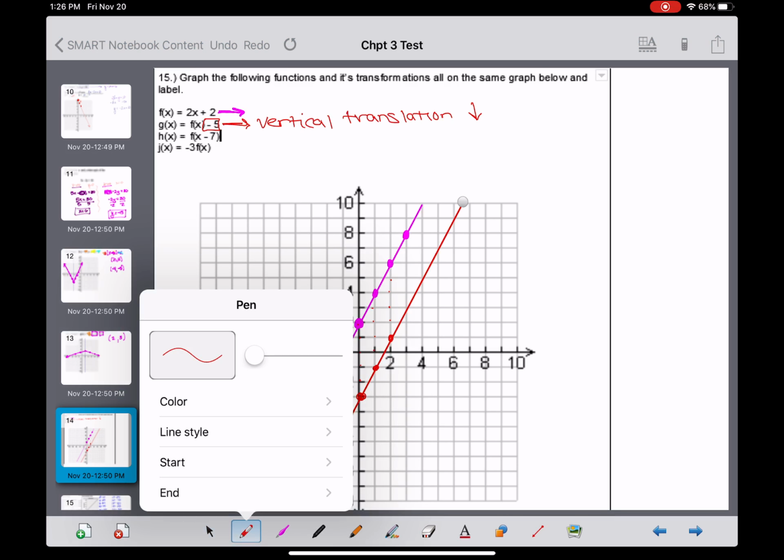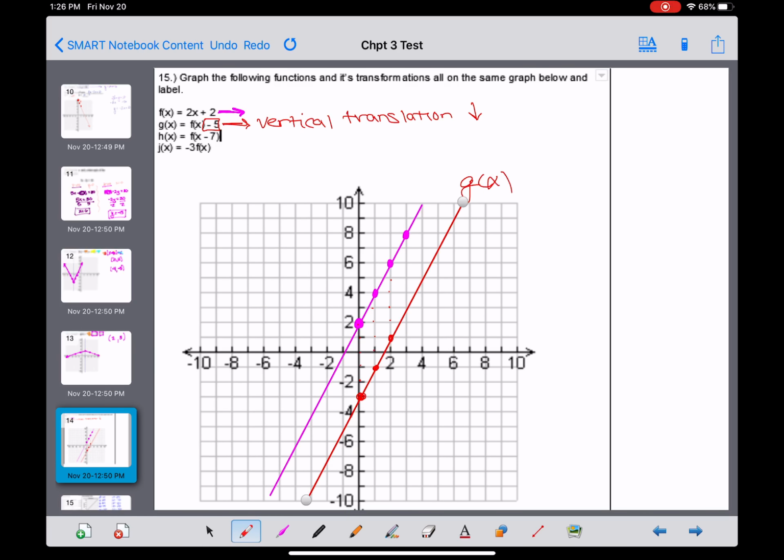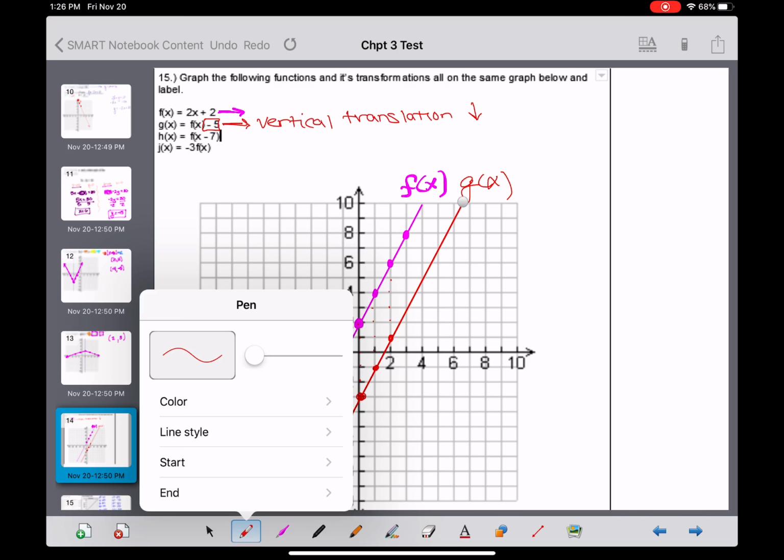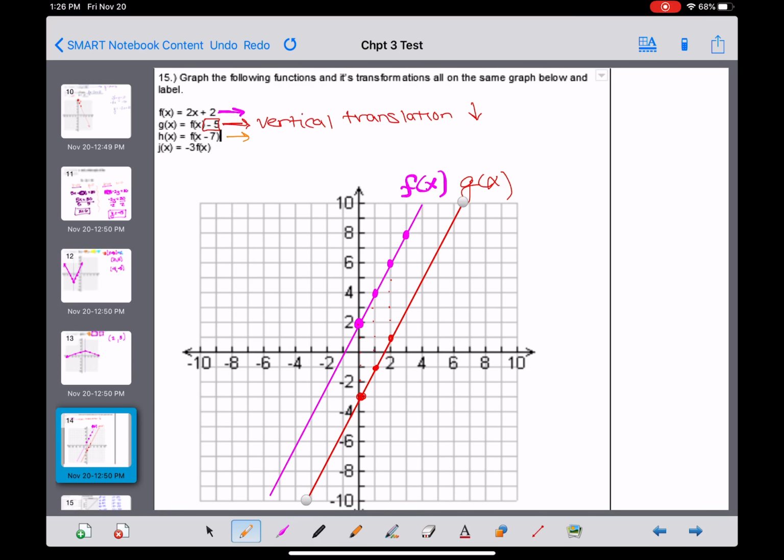I do want to make sure that I'm labeling. This is g of x, f of x. All right, h of x is affecting the x value because it's subtracting directly to the x. So that means we are looking this time at a horizontal translation. And remember, it's the opposite. So since we're subtracting 7, that means we're going 7 units to the right. So I'm going to start at my pink line still, and I'm going to go 7 to the right.